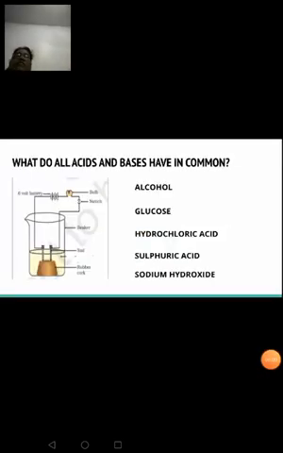Okay. Now we are going to learn what all acids and bases have in common. For this, you have an activity given in your textbook. We'll be doing it in the classroom setup also. The experimental setup is given here.